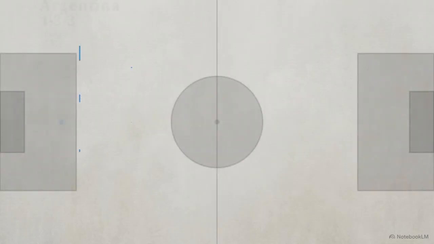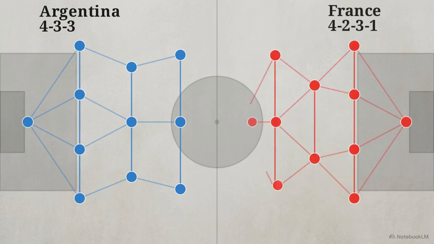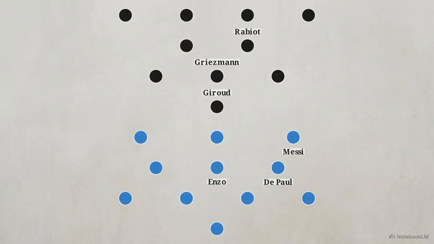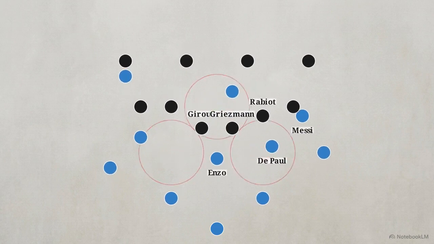These were the starting configurations. Argentina lined up in a traditional 4-3-3, while France set up in their standard 4-2-3-1. At the elite level, formations on paper are an illusion. Victory goes to the manager who can dynamically mutate their shape in real time to expose spatial weaknesses.